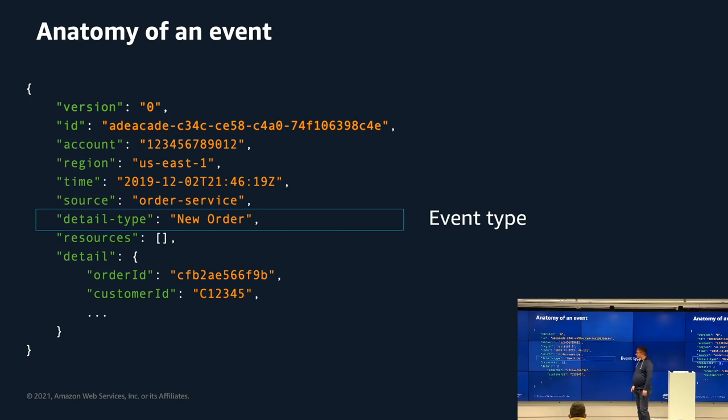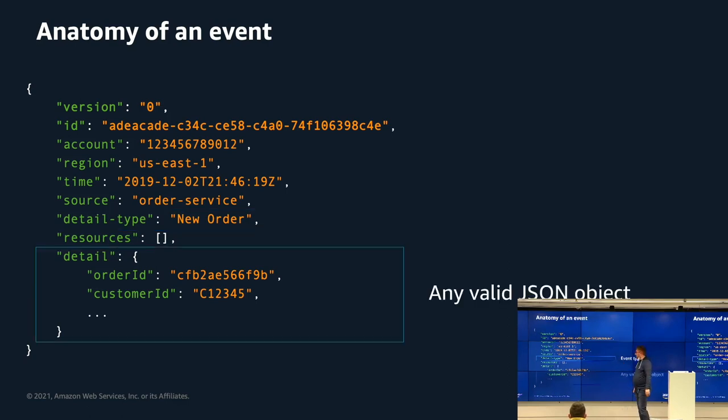The same about detail, right? So usually, if it's a custom event, you put there the event type, but in case of an AWS service, it will be the specific event type of this AWS service. And as for details or payload, it's just any value.